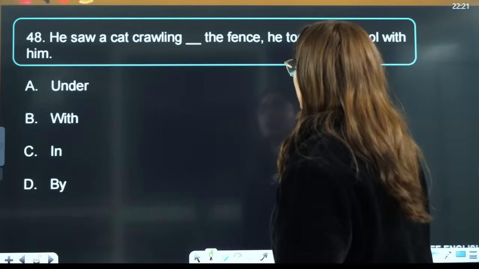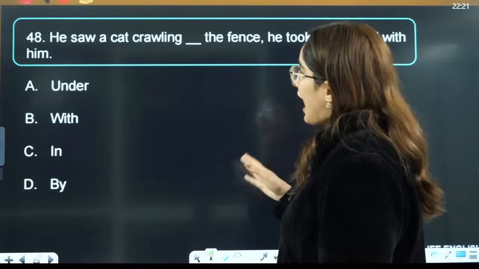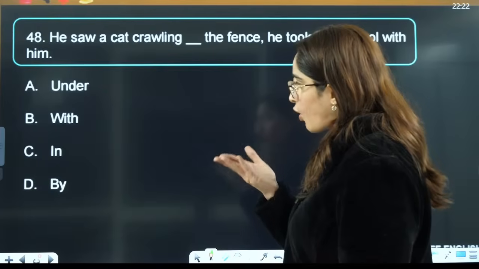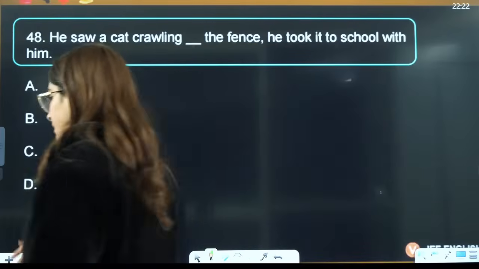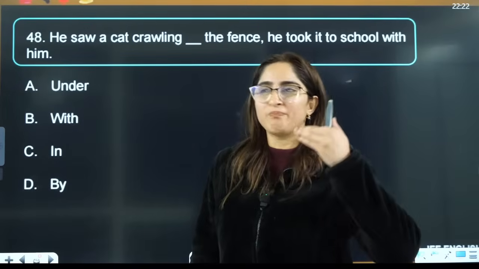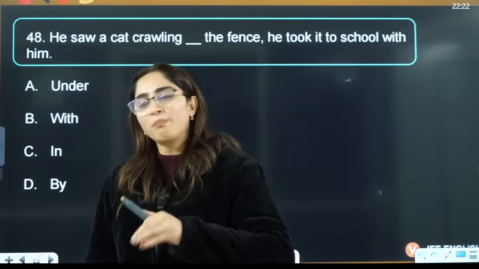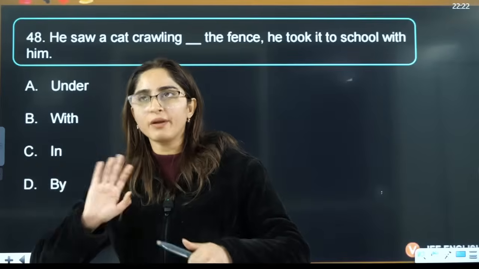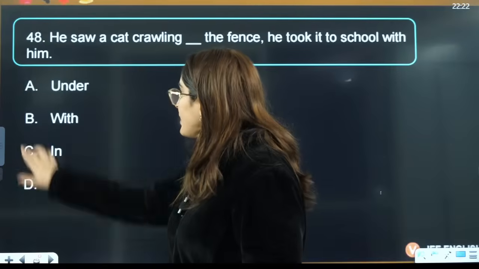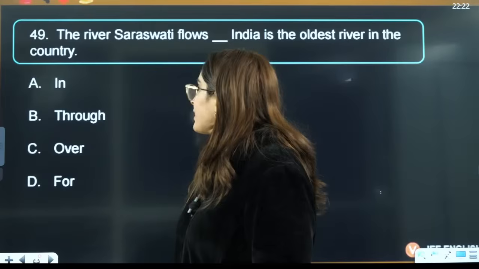He saw a cat crawling ___ the fence. He took it to school with him. The cat will crawl under the fence, with the fence, in the fence, by the fence. Tell me. Now this is "past", which means you are past it. Past means like you are over someone, right? So you're past them. That's why I deleted that, because that has an entirely different meaning. So it will be "under": under something, the crawling will be there.